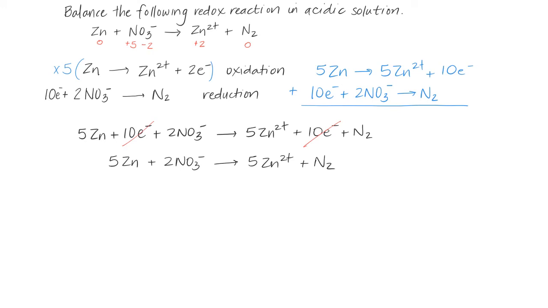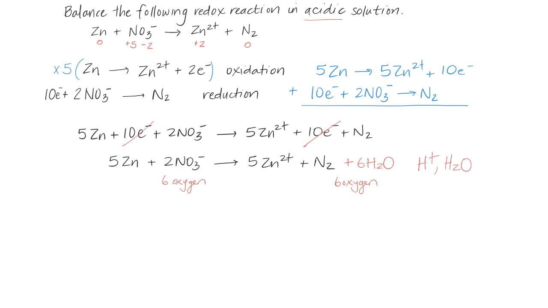Now we're ready to balance the oxygen. Remember, since we're in acidic solution, we are allowed to use H+ ions and H2O to balance any oxygen or hydrogen in our equation. On the left side, we see that we have 6 oxygen, and on the right side we have 0 oxygen. So for every oxygen that we're deficient on the right side, we're going to add 1 water molecule. Since we need 6 oxygen, we're going to add 6 water. That will give us 6 oxygen.